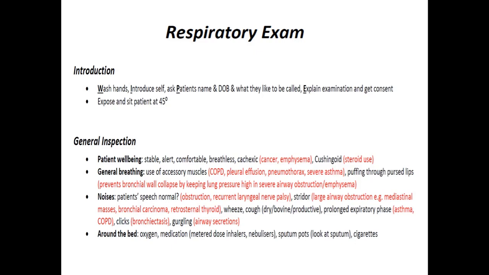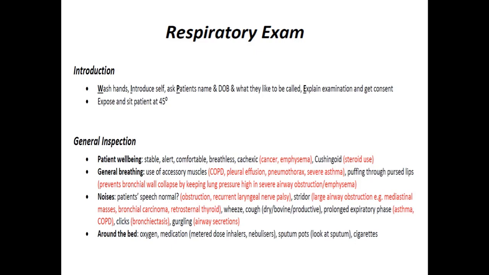Check the patient's well-being. Is he comfortable? Is the patient having any respiratory distress? Look for features of Cushing syndrome due to chronic steroid use, sometimes in patients with lung fibrosis, chronic lung disease, bronchial asthma, or severe asthma requiring long-standing steroid. Check whether the patient is cachectic.